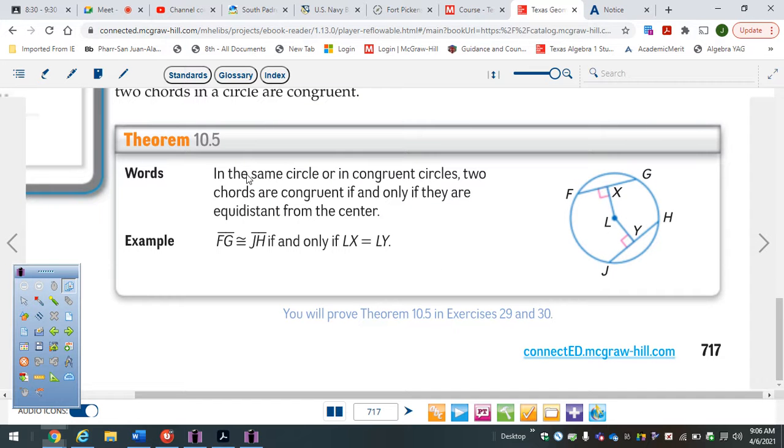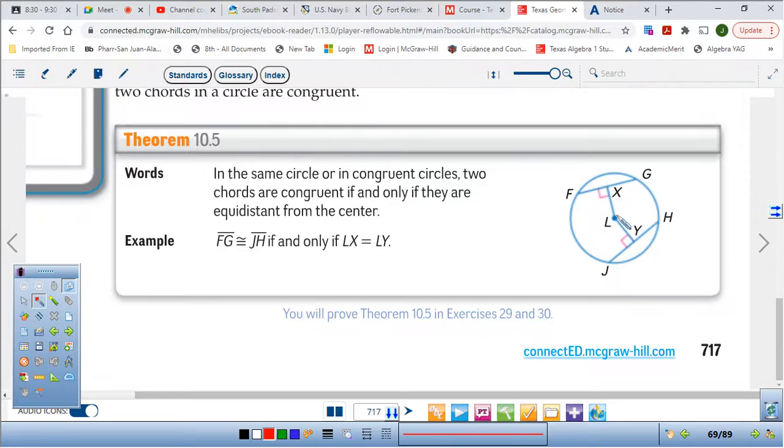In the same circle or in congruent circles, two chords are congruent if and only if they are equidistant from the center. So this is what this says. If the distance from the center to this chord is equal to the distance to this one here, then this chord here is equal to this chord here.